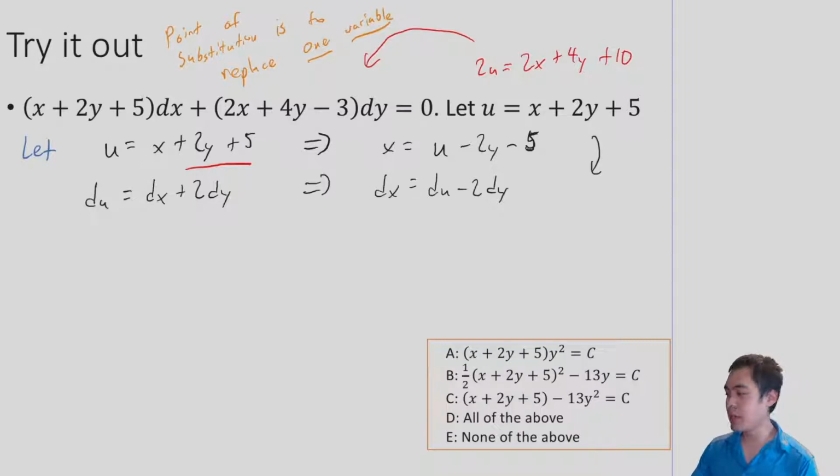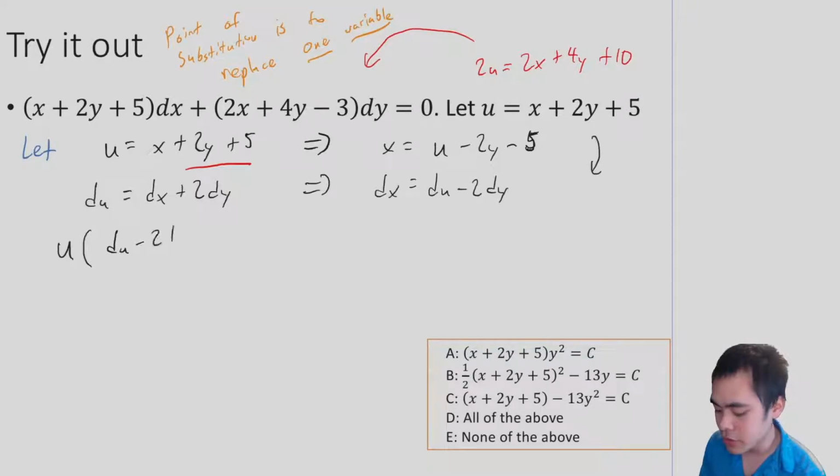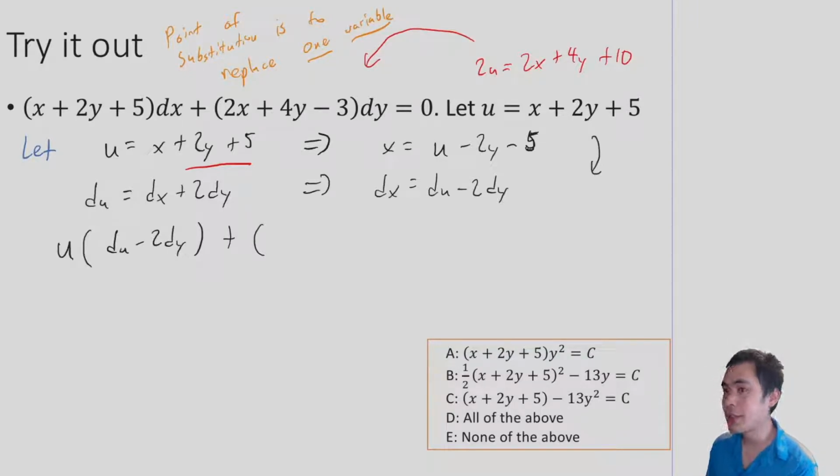So let me go ahead and give you the next step of this derivation. When you do the substitution, you get u, because that's 2x plus 2y plus 5, times dx, which is equal to du minus 2 dy, plus, it turns out that 2x plus 4y minus 3 is the same as 2u minus 13. Why is that? Well, you just plug that in, and you'll see that this gives you the same thing.